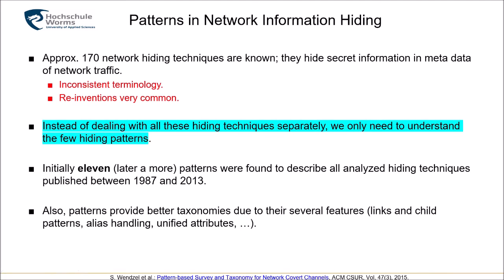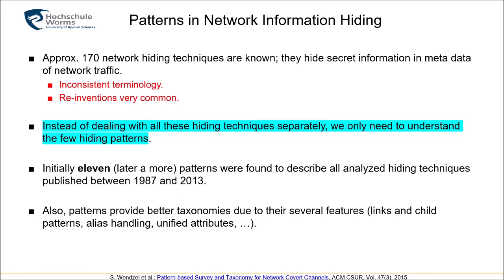Right now we have approximately 170 hiding techniques that are known to us in the network, and they hide secret information and some metadata in the end of network traffic. But terminology is inconsistent and reinventions of ideas were common a few years ago at least. And instead of dealing with all these hiding techniques separately, we only need to understand a few hiding patterns. Because if you understand these few hiding patterns, then you already understood the core idea of these 170 hiding techniques.